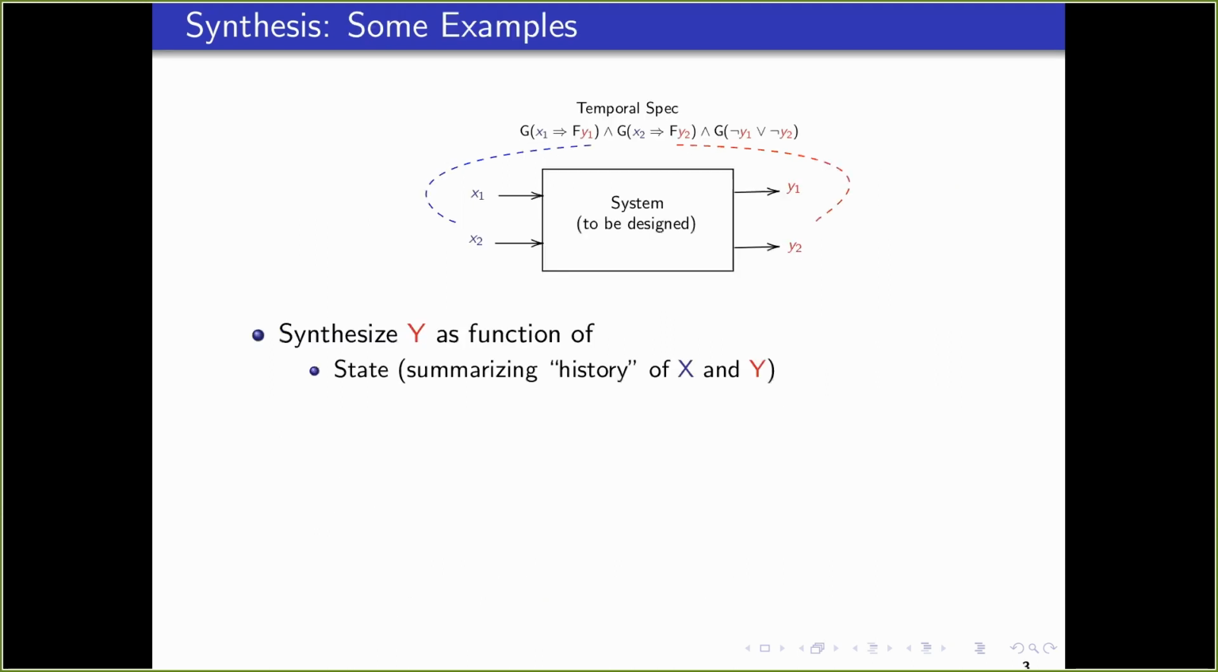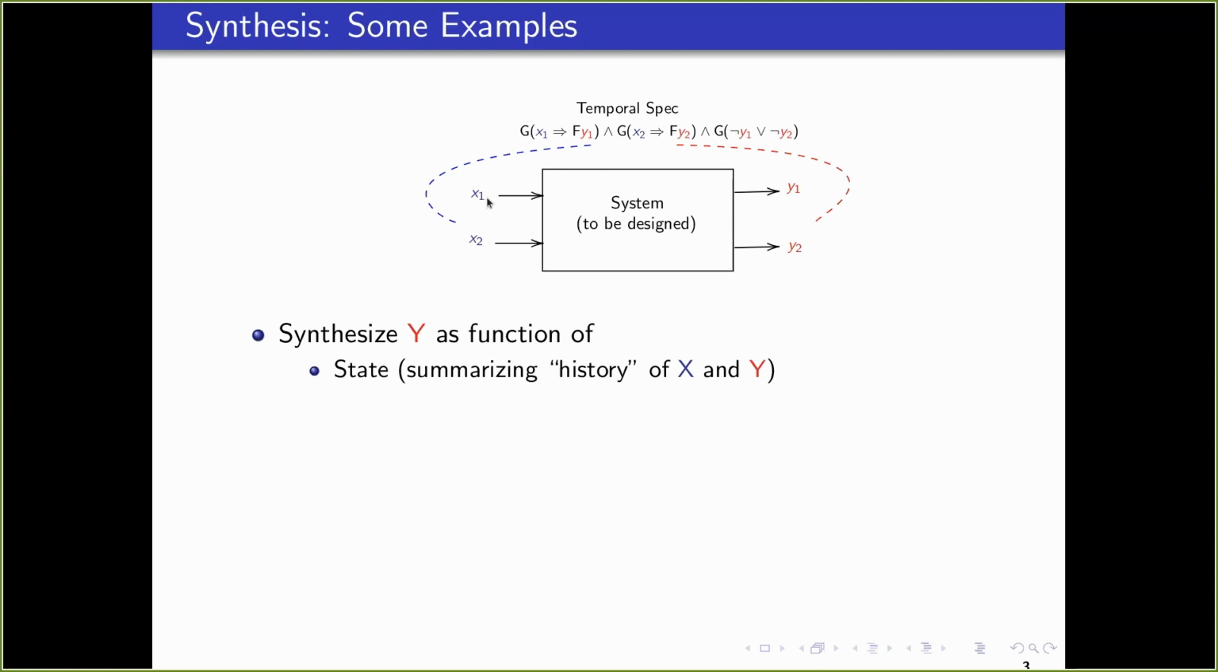Okay, so here are some concrete instantiations of this template. Suppose I have my specification as this LTL formula, which says that it is always the case that if x1 becomes true now, then at some future point y1 becomes true, and similarly for x2 and y2. And it is never the case that y1 and y2 are true at the same time. You can think of this as the specification for a simple arbiter, where x1 and x2 are the requests and y1 and y2 are the grants.